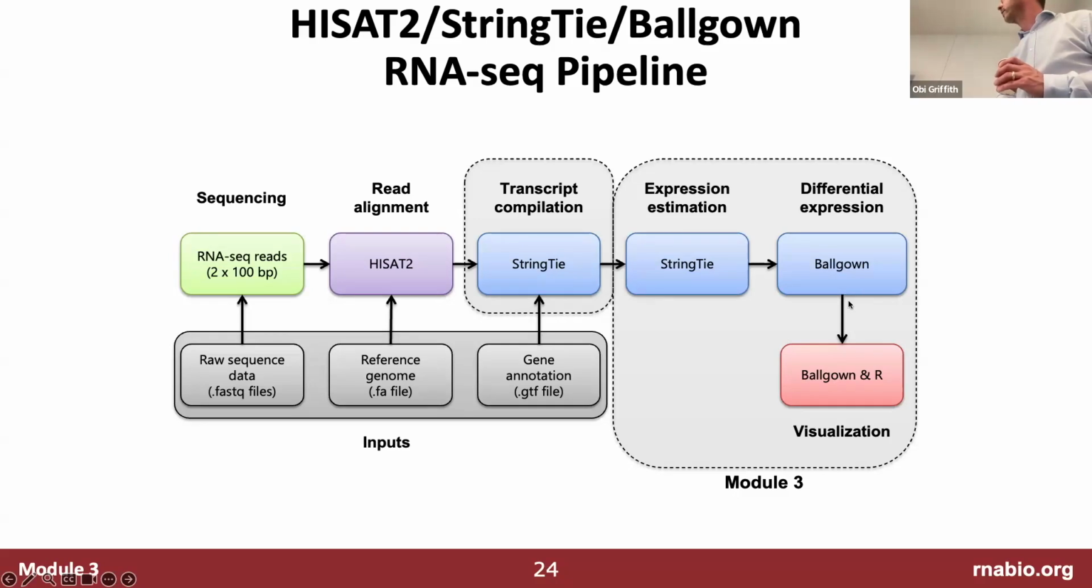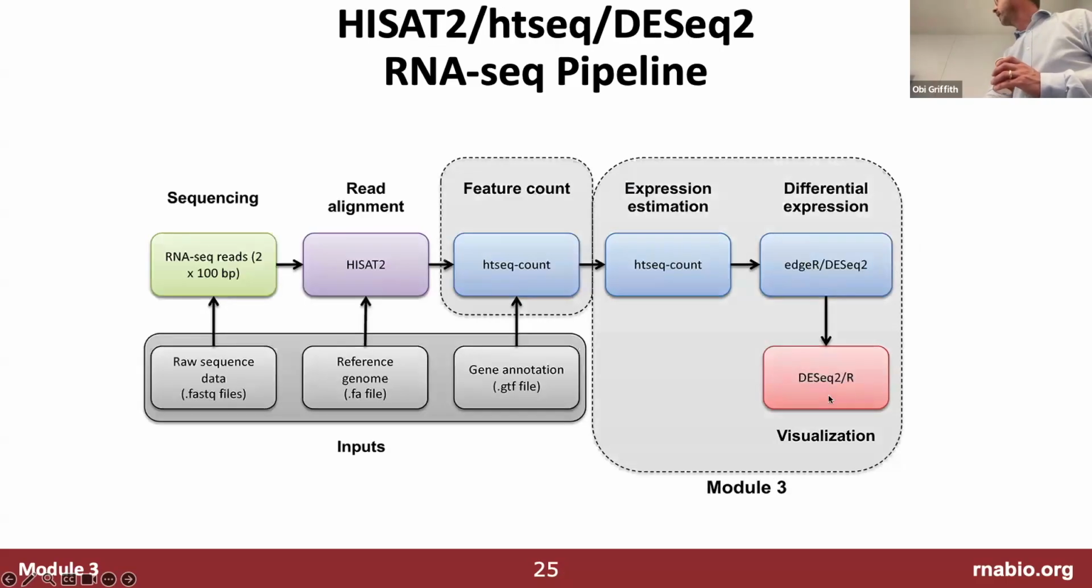We're going to do two paths. On this path, we're going to take our alignments, run StringTie, do Ballgown and Ballgown visualization. And then we're going to do this parallel path where we use our alignments and HTSeq-count to get raw counts and then feed them into EdgeR or DESeq, probably just DESeq, and then do DESeq visualization and other visualizations in R. So any question about where we are and where we're going?